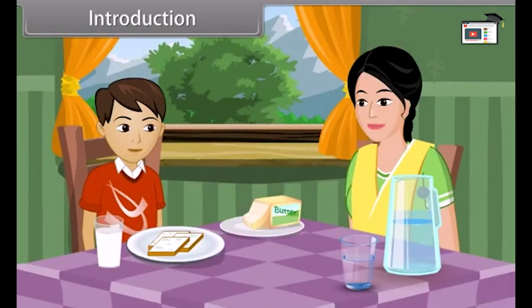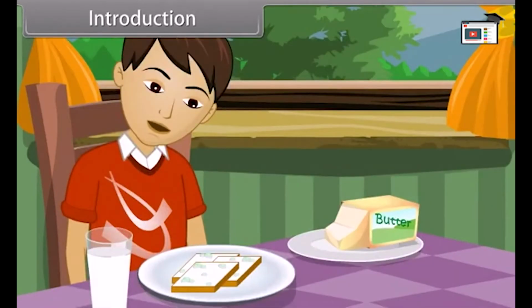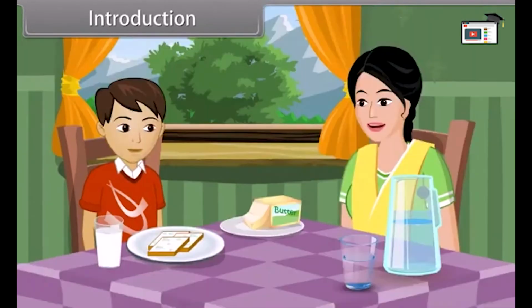Introduction. Mom, I'm hungry. Can I eat the bread kept on the table? Yes, dear, you can eat the bread. Mom, these slices of bread have green spots on them. Oh, don't eat that bread, son. It is unhealthy. Why is this bread unhealthy? What are these green spots, Mom?